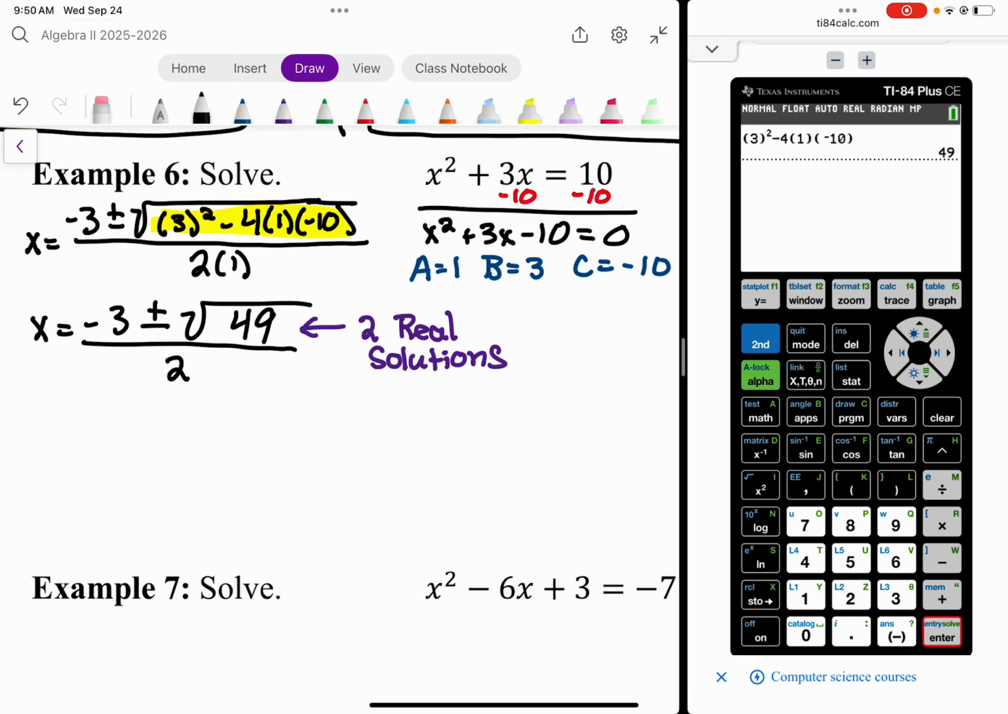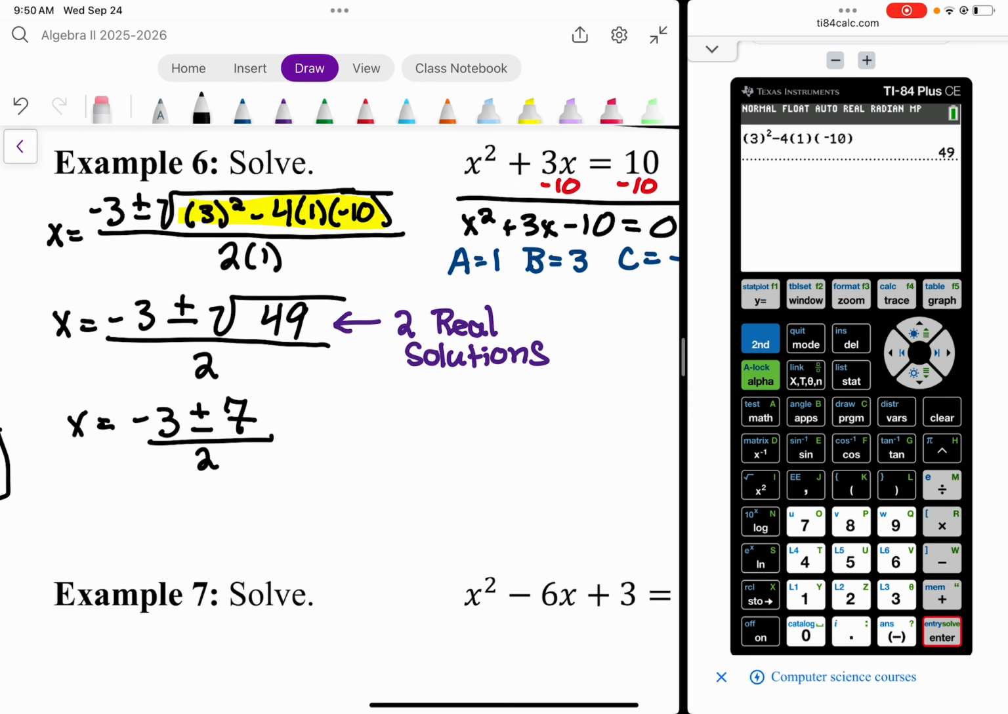Okay, so once we simplify, hopefully you know that the square root of 49 is 7 because that one is a perfect square. This is going to be all over 2. From here, again, we should get 2 different answers, one where we add and one where we subtract. So for adding, we would end up with x equals negative 3 plus 7 all over 2.